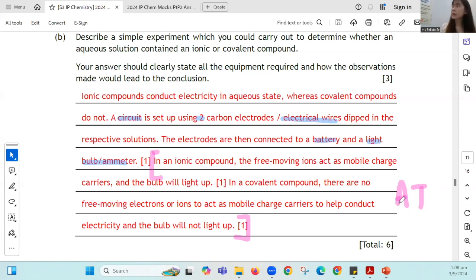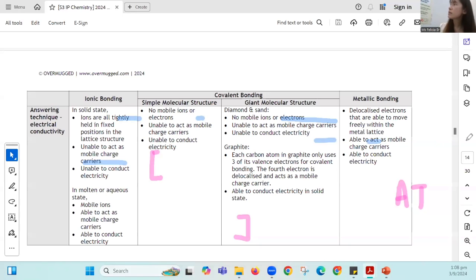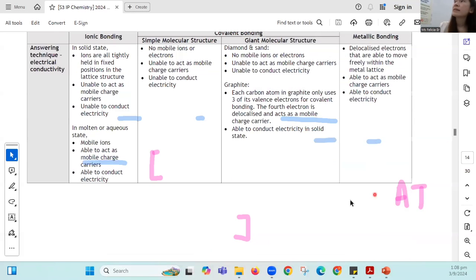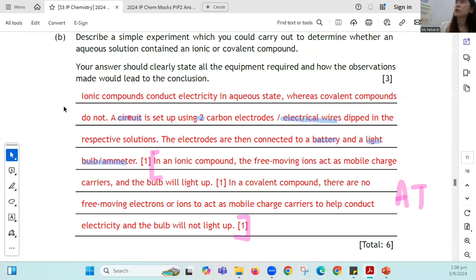Okay, can you write down the word AT at the side, like answering technique? Then you can also write down the page number. You can refer to the notes page. This is notes page 14. So AT, then write down page 14. So you just refer to the revision kit page 14.